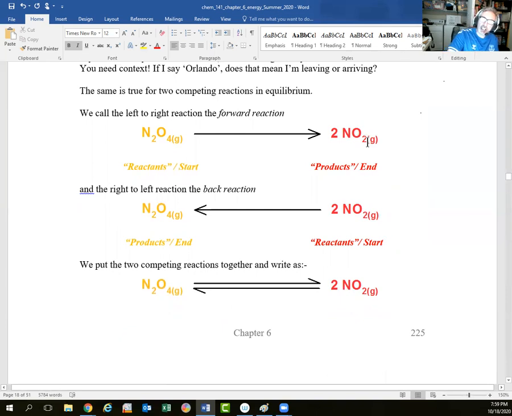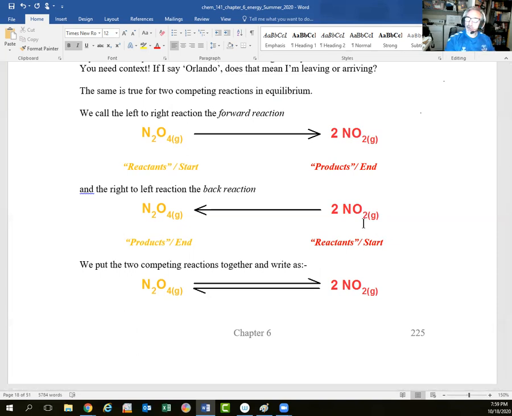But nitrogen dioxide, as it builds in yield, those molecules undergo collisions, and those collisions can cause the bonds to break, and the molecules, if you like, unravel back into the starting material, N2O4. So there's a separate reaction, a separate right to left reaction, which we call the back reaction. And we'll be talking about this a lot for the rest of chapter 6.